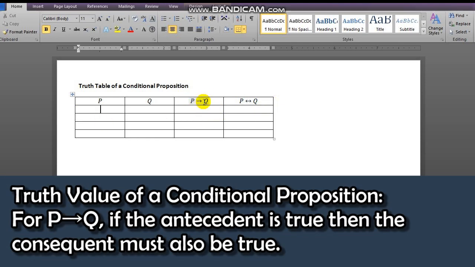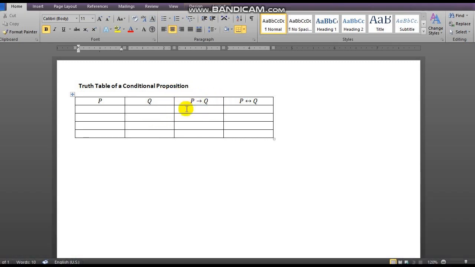So for the conditional proposition, P implies Q, or if P then Q, if the antecedent is true, then the consequent must also be true. So the scenario here is that if the antecedent is true, then Q, the consequent, must be true. If this is true and the consequent is false, then the entire statement is false. However, if the antecedent is false, it doesn't matter if the consequent is true or false.